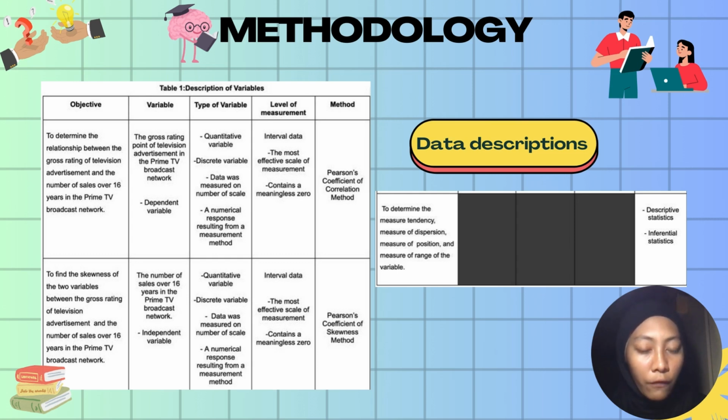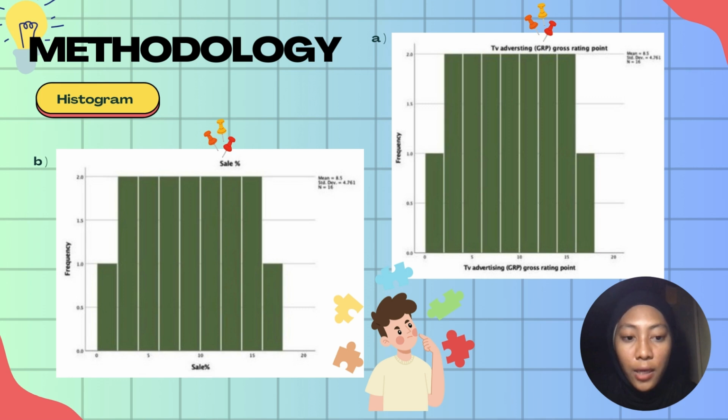For the first objective, we can identify that the method that we're using is the Pearson's coefficient correlation method, while on the other hand, for the second objective, we use the Pearson coefficient of skewness method. For our third objective, we use descriptive statistics and inferential statistics for the methods. The second part of the methodology is the histogram graph. A is a simple histogram graph of TV advertising GRP, gross rating point, against frequency, while on the other hand, B is a simple histogram graph of sales against frequency.